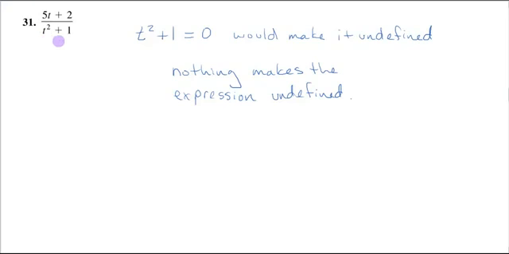In fact, there's nothing that we can do to make this expression undefined. If I put a negative in here and square that negative, it makes it positive. And if I add 1, it only makes it a larger positive number. If I put in 0 and square it, it's 0. And I add 1, it makes it a positive number. If I put a positive number in here and square it, and then add 1, it makes it a larger positive number. So there's nothing in this expression that we could do to make it undefined.